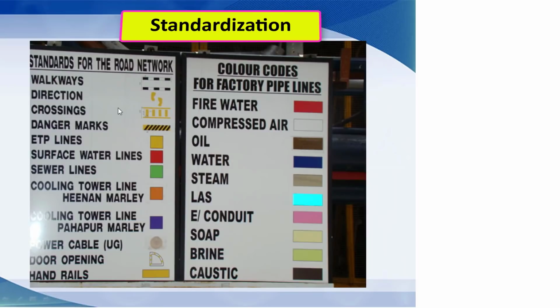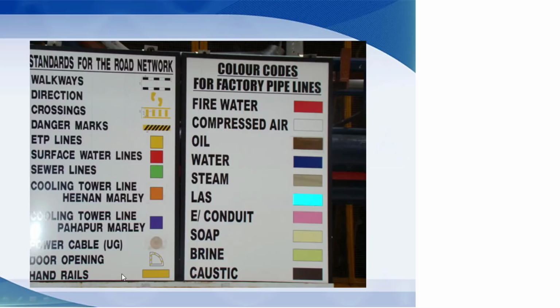This is an industrial example of standardization. So this company has standardized many things. You can see they have standardized marking for walkways, for directions, for crossing area, for danger marks, and for various pipelines. The color codes have been standardized. Even for the door opening, the signage has been fixed and standardized.